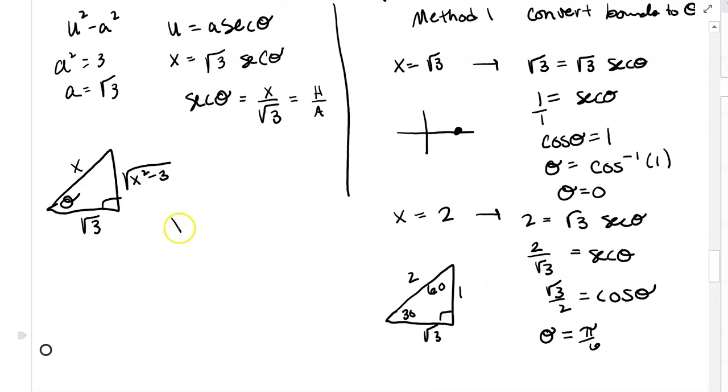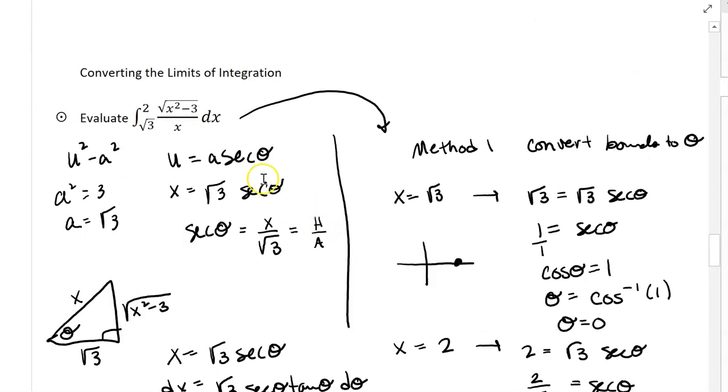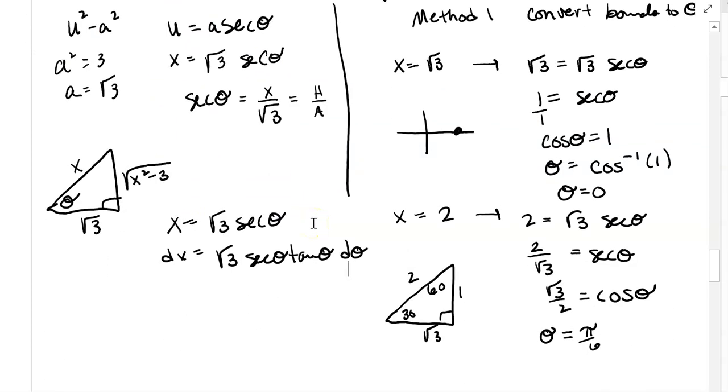If x equals the square root of 3 secant of theta, then dx is going to be the square root of 3 times the derivative of that, which is secant of theta, tangent of theta, d theta. The other piece that we need is just a plain old x, which we have, and we need the square root of x squared minus 3.